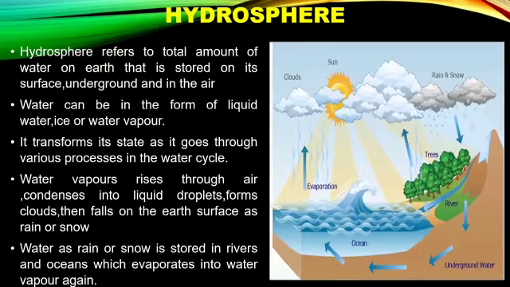Now, students, if you look at the picture on the right hand side, you can see the hydrologic cycle. We can see how the water vapors are evaporated, how they condense to form the clouds, and after that, by the process of precipitation, it falls back to the rivers and the oceans again. In this way, there's a continuous cycle going on. Water, as in rain or snow, is stored in rivers and oceans, which evaporates into water vapor again.